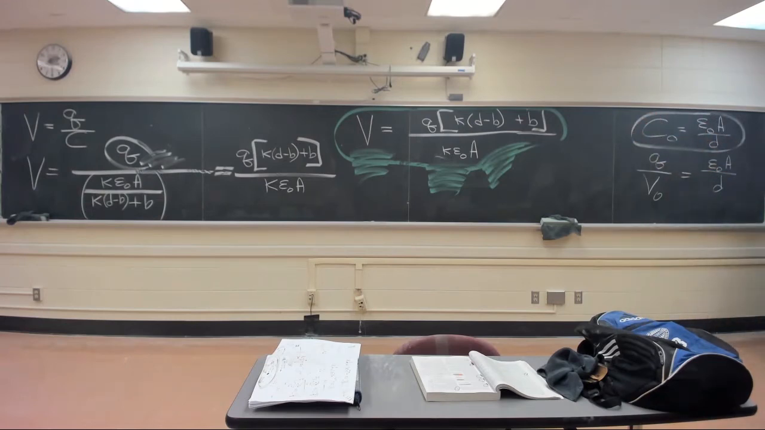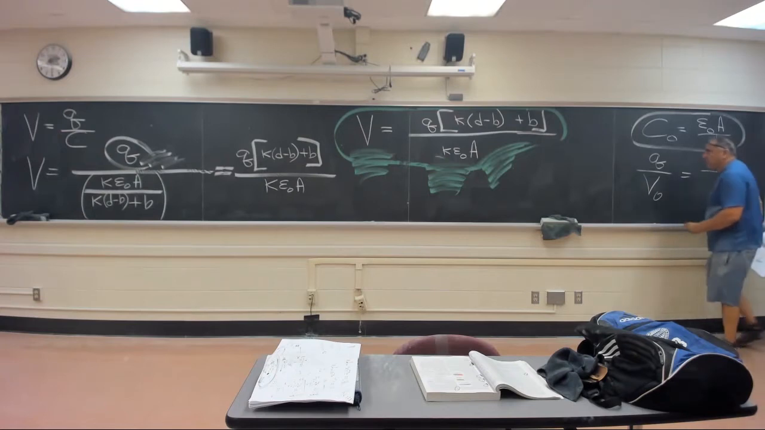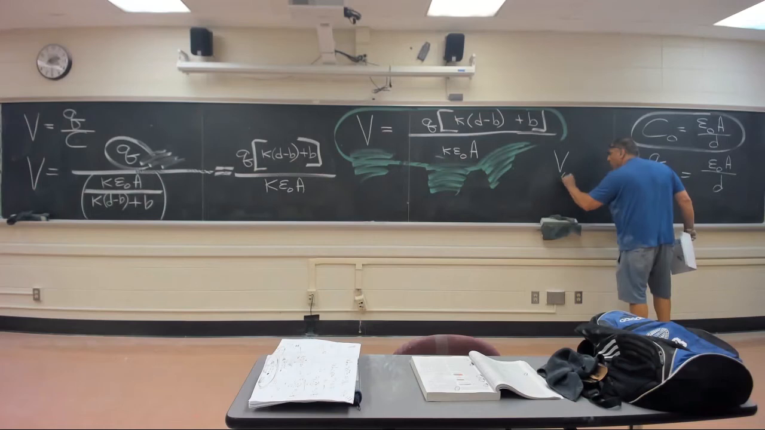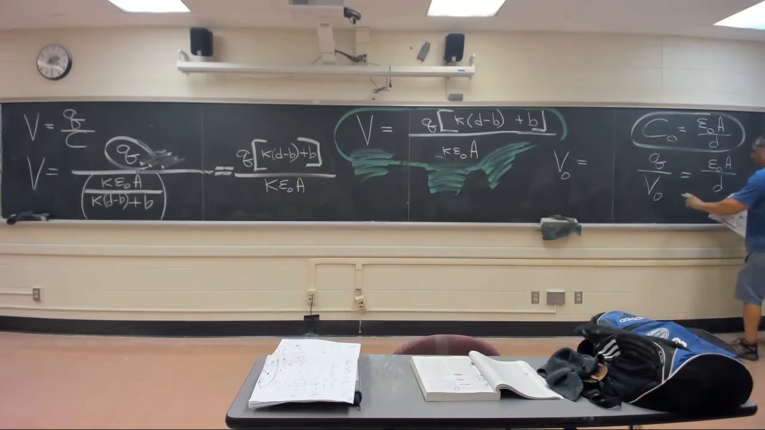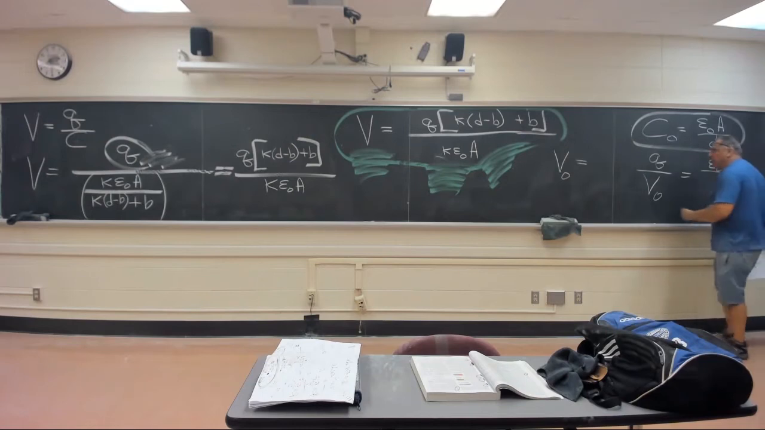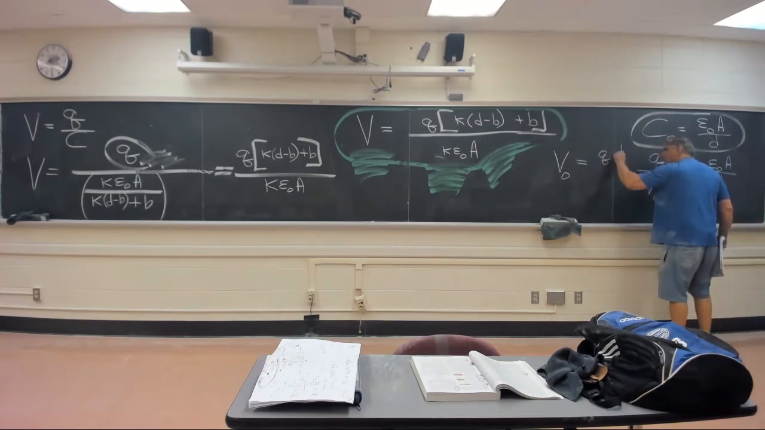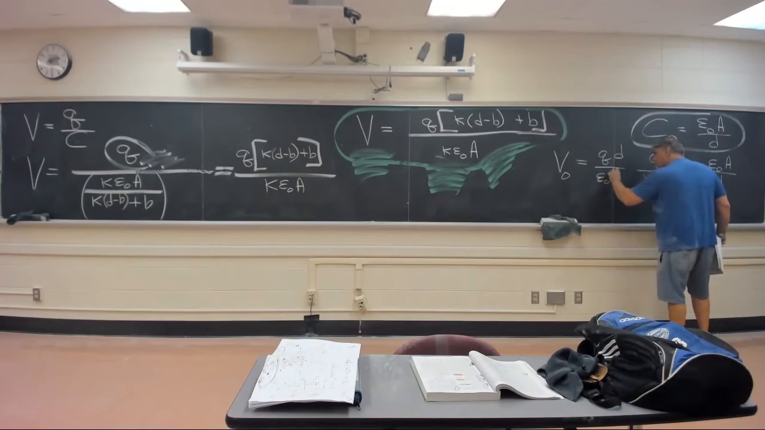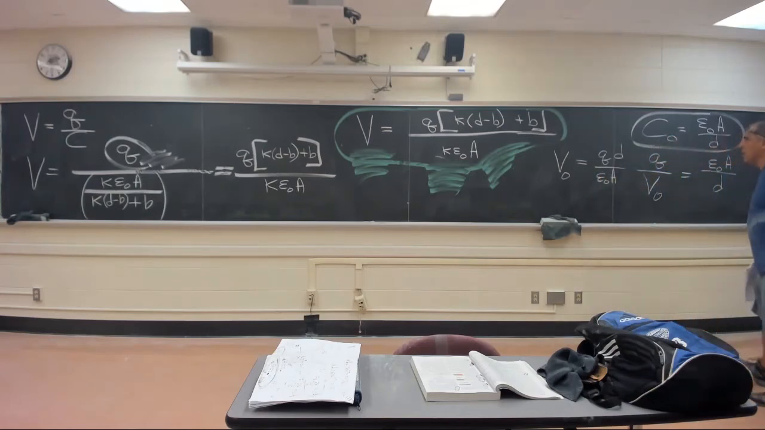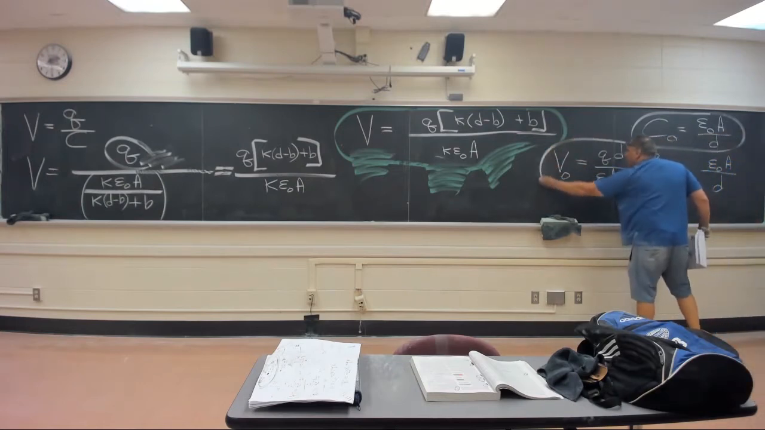Let's figure this out. Let's solve for V0. This is before the slab's inserted, guys. Solve for V0. What do you say you take the reciprocal of both sides? You get V0 over Q equals D over epsilon naught A, then multiply by Q. Here's V0.